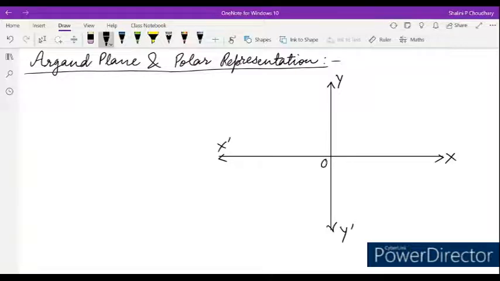And this is the origin. When we are going to the right of the origin, we'll get positive numbers. When we are going to the left of the origin, we'll get negative numbers. Similarly, when we are going up from the origin, we'll get positive numbers, and when we are going down, we'll get negative numbers, because on the y-axis, when we go in the upward direction we get positive numbers, and on y dash there are negative numbers, right?